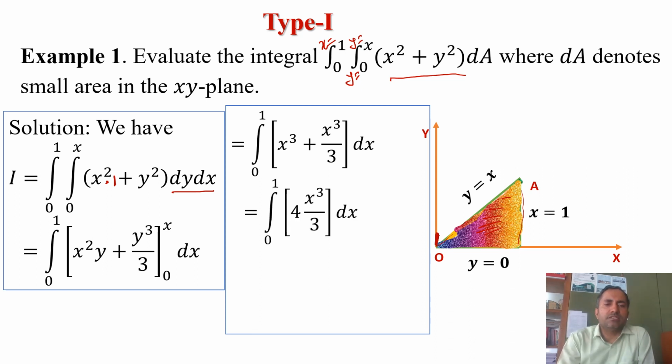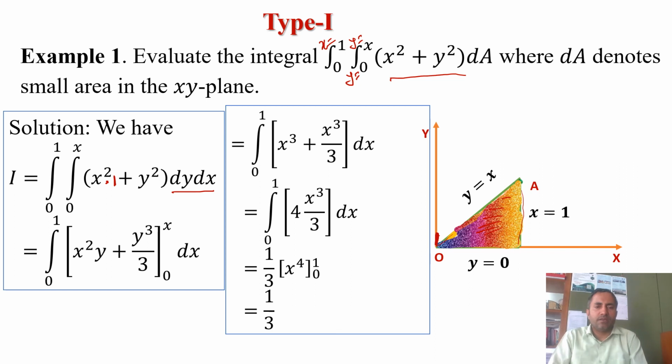So ultimately it is what? It is 4 by 3 x cube dx. By integrating, what we get is x to the power 4 by 4. So this 4 will be cancelled here. So 1 by 3 that we have taken outside. By putting the limit 0 to 1, your answer is 1 by 3.